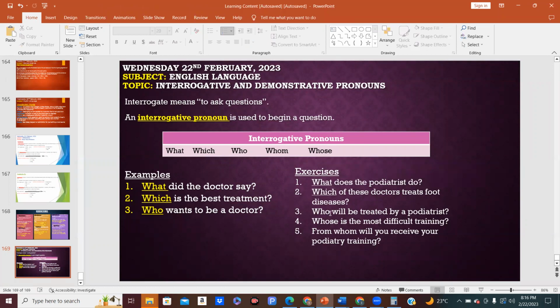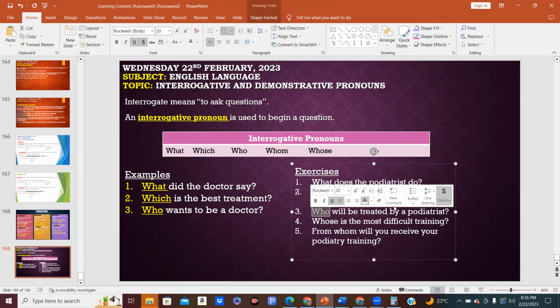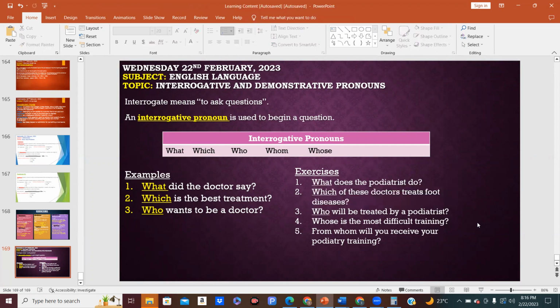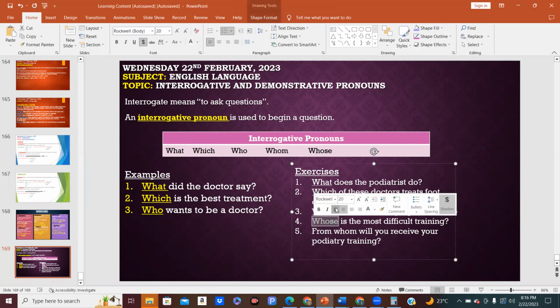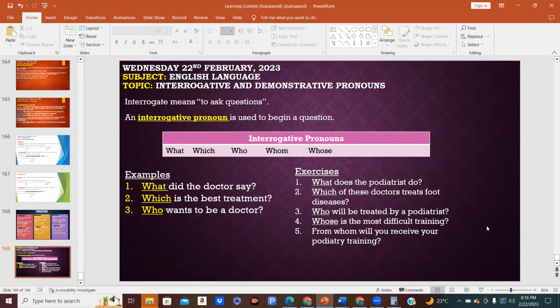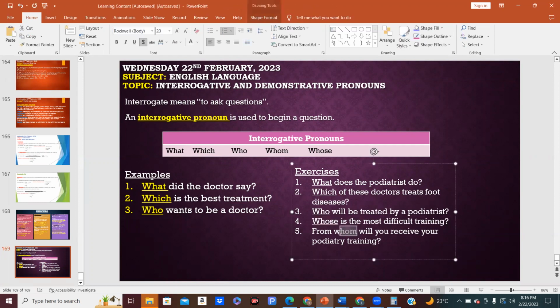Who? Number four, what is the interrogative pronoun? Who's? How about number five? What is the interrogative pronoun? Whom? Okay.